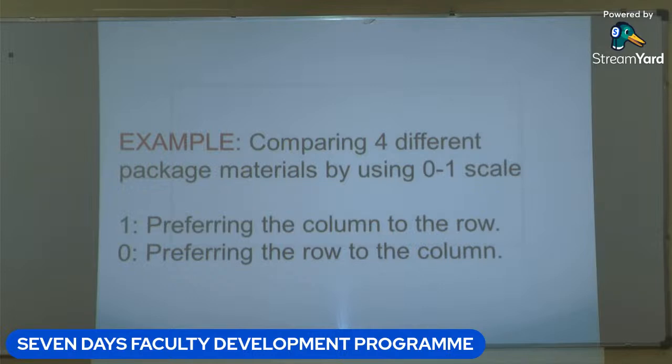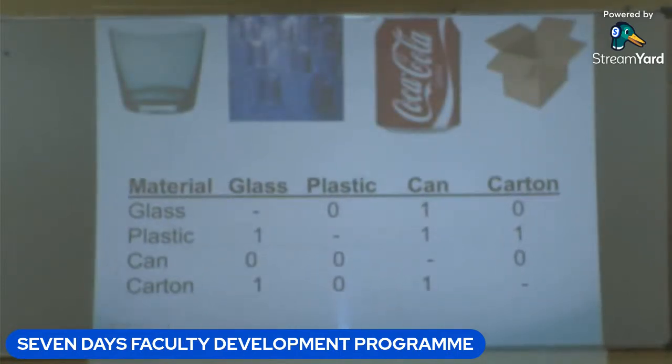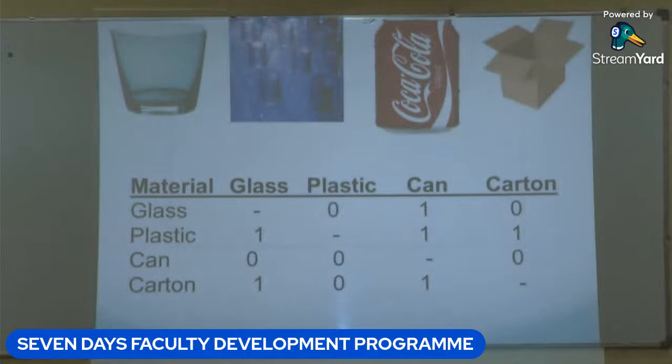Now we should have a table for this. For example, 1 represents preferring the column to the row, and if you assign 0, it represents preferring the row to the column. All these should be predetermined. So the table is given here, related to these 4 package materials. The package materials are glass, plastic, can and carton.